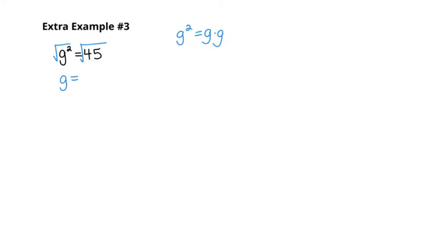So we need to ask ourselves, what number times itself is 45? Oh, that's not going to be a nice number. So our answer here is going to be irrational because we don't know the exact square root of 45. So this is where we're going to have to estimate. In order to estimate, there's a couple different ways we can do it, but we're always going to start off the same. We're going to look at numbers we do know the square roots of.